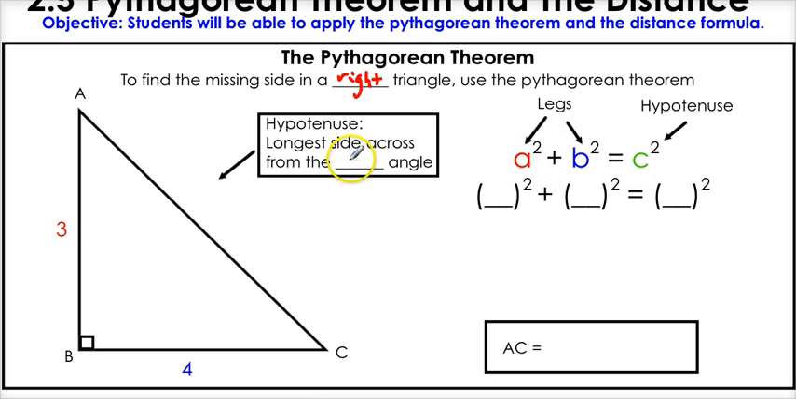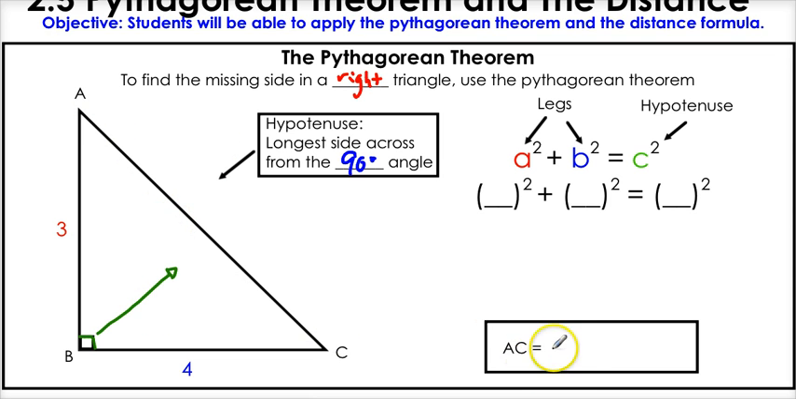Now what is the hypotenuse, you might be asking? It's the longest side and it's across from the 90-degree angle. So if you're ever wondering, which one's the hypotenuse? All you do is start at the right angle and draw a line across. That is always the hypotenuse. So let's look over here.